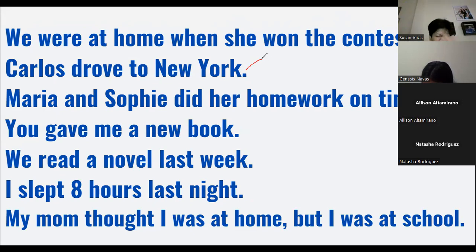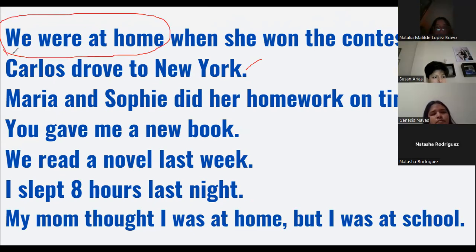Very good. Si yo digo, we were at home, ¿qué estoy diciendo aquí en Spanish? Estábamos. Puede ser estábamos o también puede ser estuvimos. En español tenemos dos tiempos ahí. Tenemos imperfecto y tenemos pretérito, pero en inglés es uno solo, que es el simple past. So, le damos el significado de acuerdo al contexto. En este caso, we were at home, nosotros estábamos en casa, cuando ella ganó la competencia, when she won the contest. Now, Carlos drove to New York, you understand the verb drive.